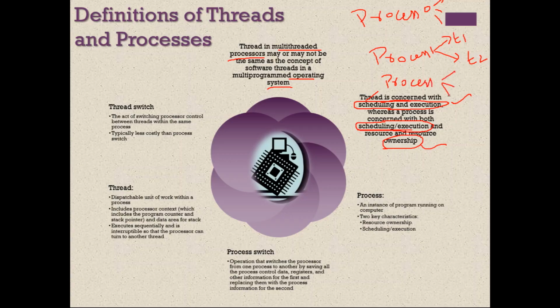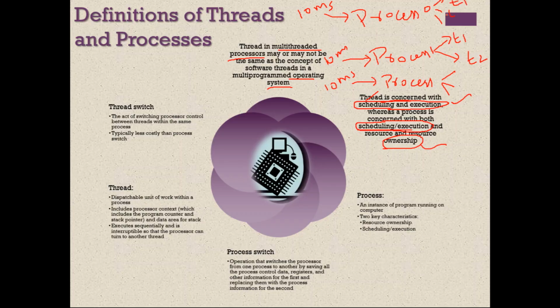Now the system may context switch from process to process. Say, for example, the operating system first executes process 0 for 10 milliseconds. Then for the next 10 milliseconds it executes process 1. Then for the next 10 milliseconds it executes process 2.